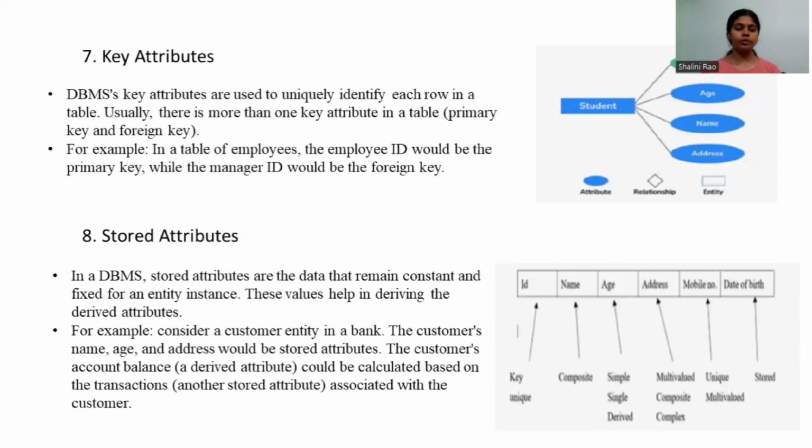Stored attributes. Stored attributes are the data that remain constant and fixed for an entity instance. These values help in deriving the derived attributes. For example, consider a customer entity in a bank. The customer's name, age, and address would be stored attributes. The customer's account balance, a derived attribute, could be calculated based on the transactions, another stored attribute associated with the customer.